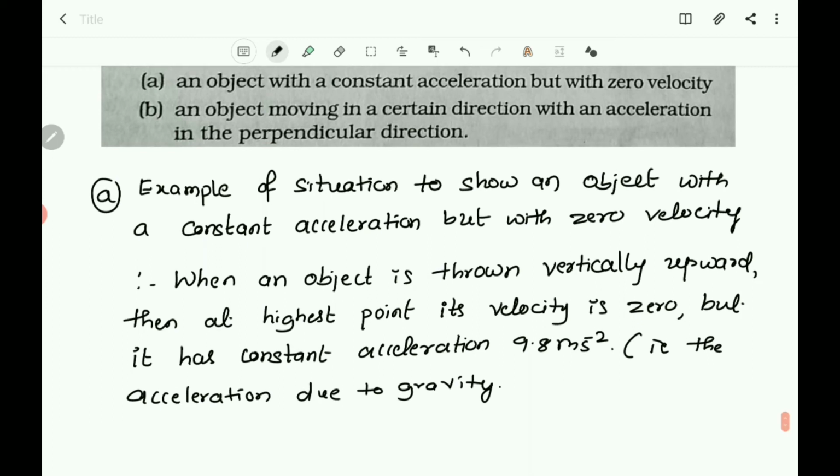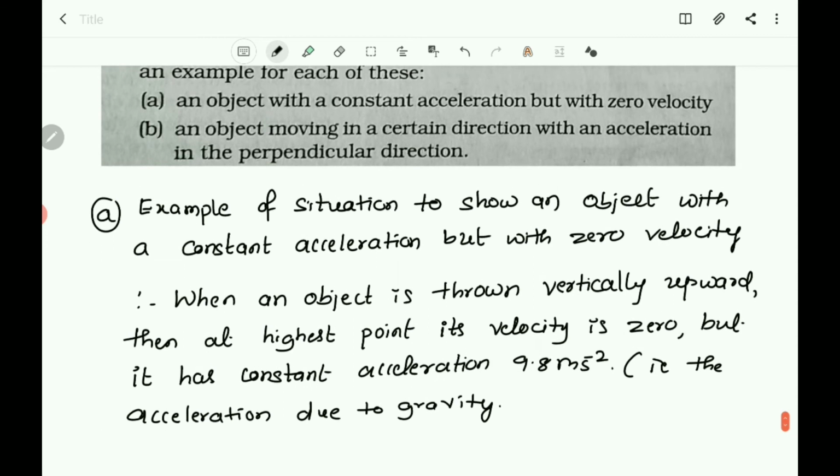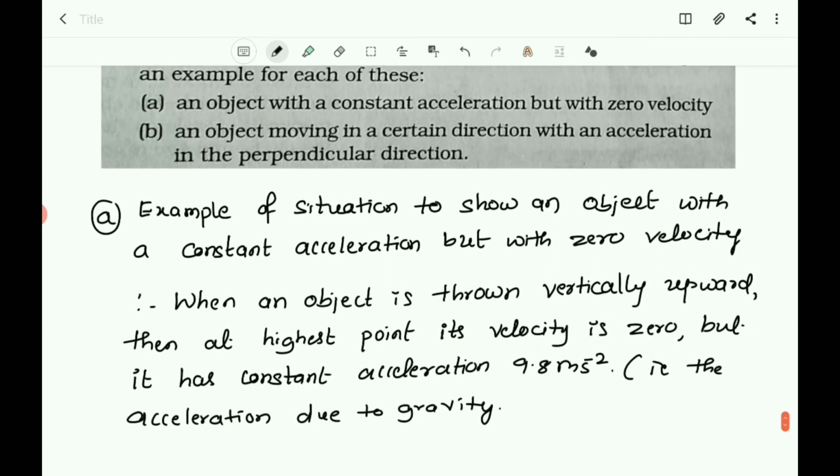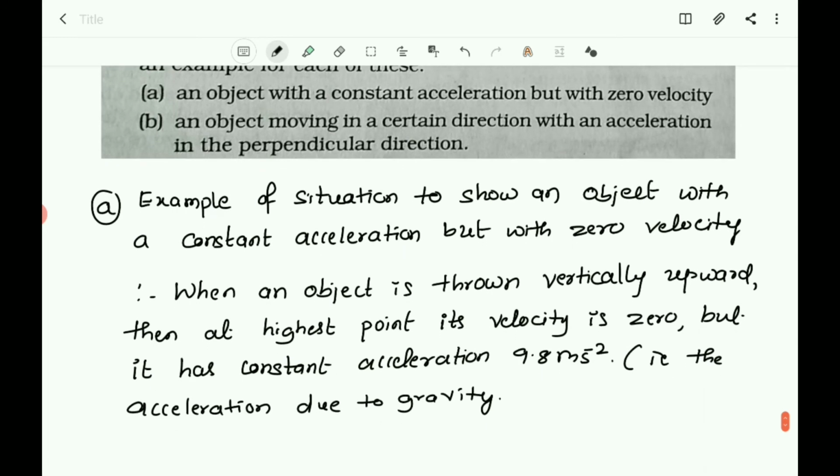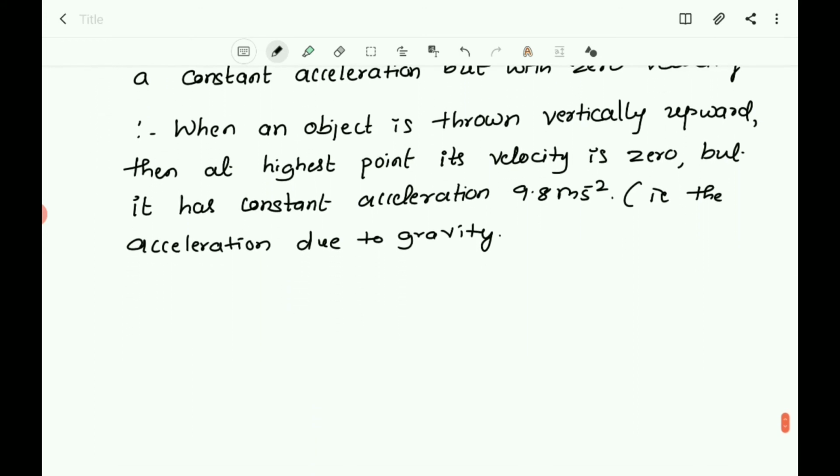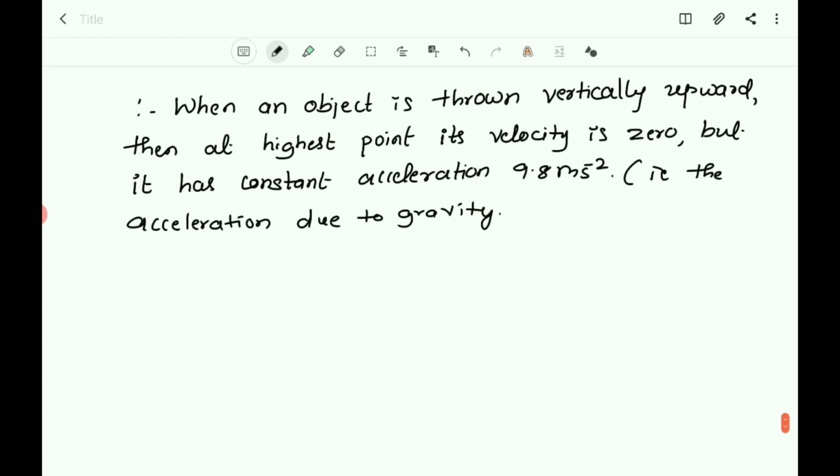Acceleration due to gravity. And second one, B, an object moving in a certain direction with an acceleration in the perpendicular direction. Here you can give the example of the movement of the aeroplane. An aeroplane flies in horizontal direction, but the acceleration due to gravity acts on it in vertically downward direction, that is along the direction perpendicular to the direction of motion. So you can give the example of the flight, that is aeroplane moving in horizontal direction.